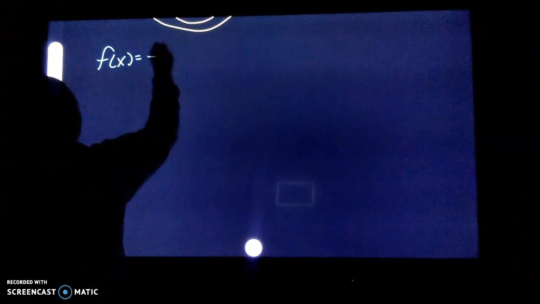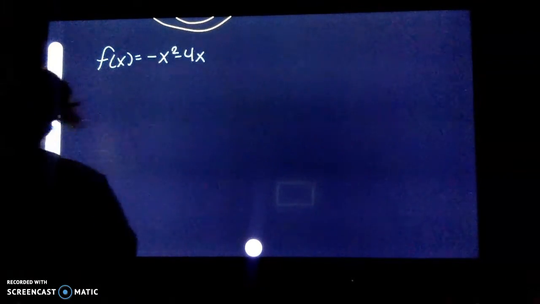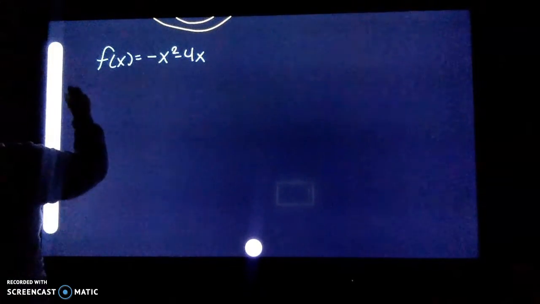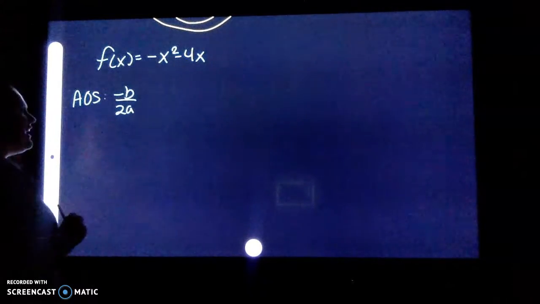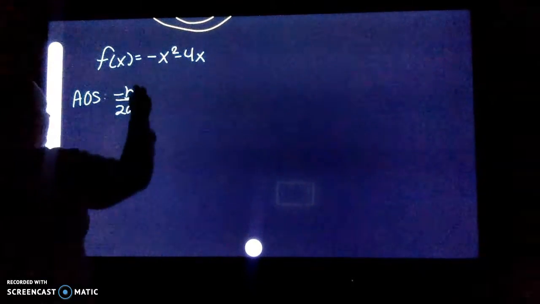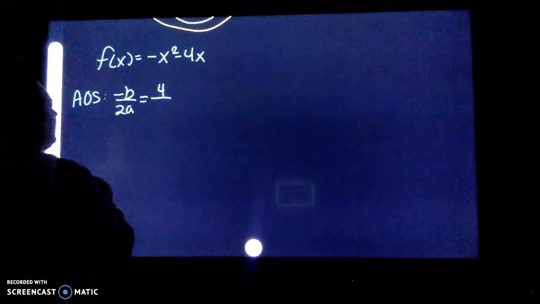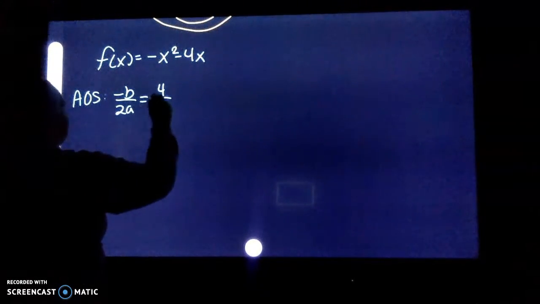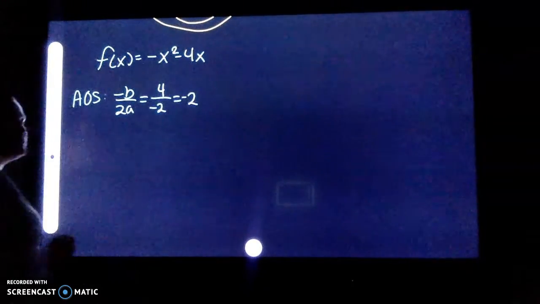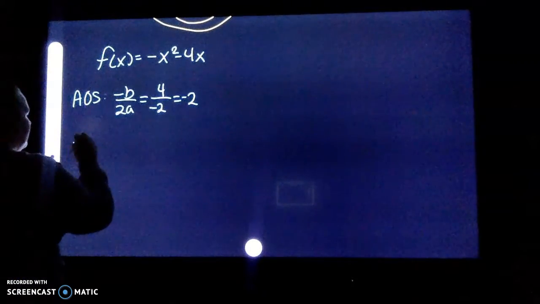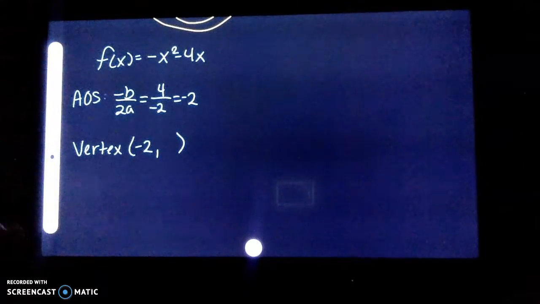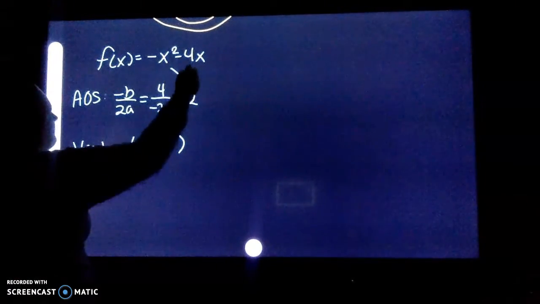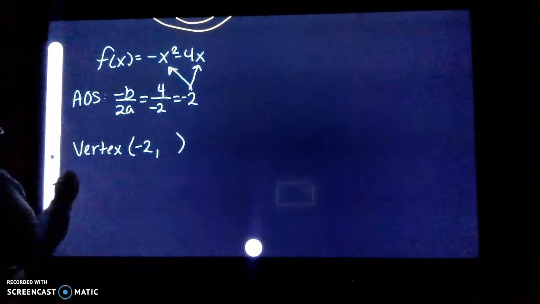This one is going to be the function -x squared minus 4x. First thing I do is find my axis of symmetry. That's -b over 2a. My b value in this function is already -4, so the negative of that becomes a positive 4. My a value is -1, so 2 times a -1 is a -2, which simplifies into a -2. That then is going to be the x-coordinate of my vertex. To find the y-coordinate, I take this -2, and I'm going to plug it back in for every x in my original function.